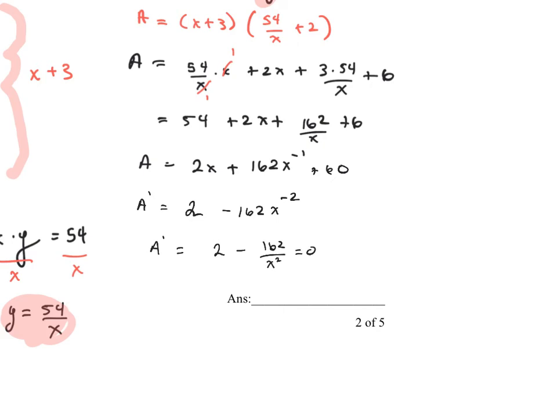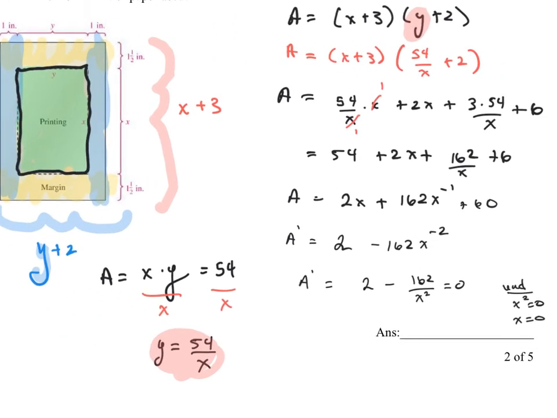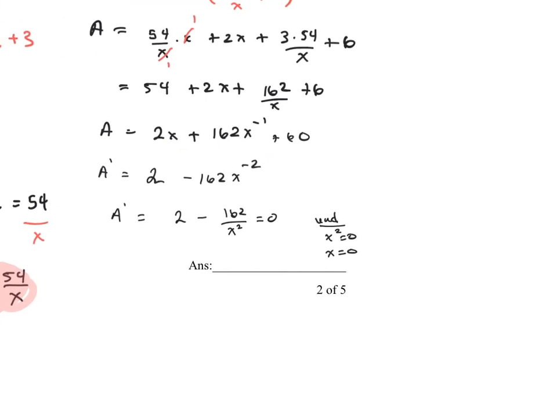Again, we want to find this equal to 0 or undefined. When is this undefined? It's undefined whenever the bottom, or x squared, equals 0. In other words, x equals 0. But if we look at that, x being 0 would mean the length of the page is 0. That makes no sense to us whatsoever, so let's not consider that case. Let's go ahead and solve the other one.